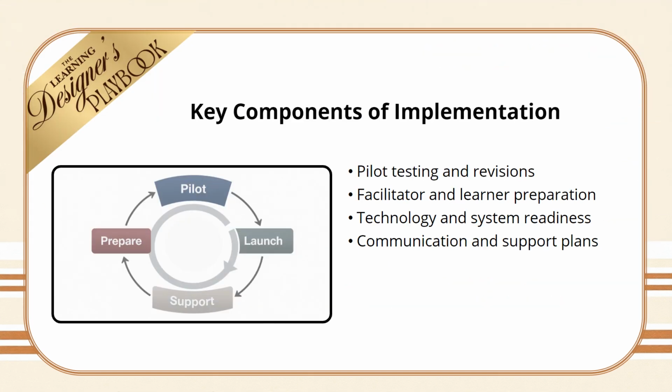Effective implementation is built on four major components: pilot testing, preparation, system readiness, and communication. Pilot testing allows you to test your course in a controlled environment with a small group of learners. This step helps identify technical issues, unclear instructions, or content gaps. Preparation involves ensuring that facilitators are trained, learners are informed, and resources are accessible.